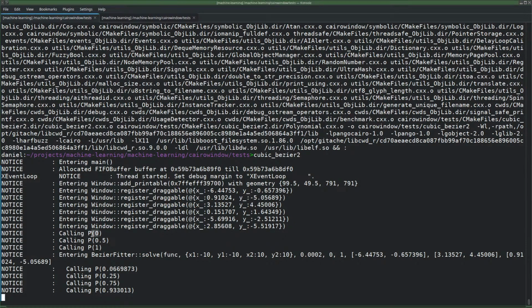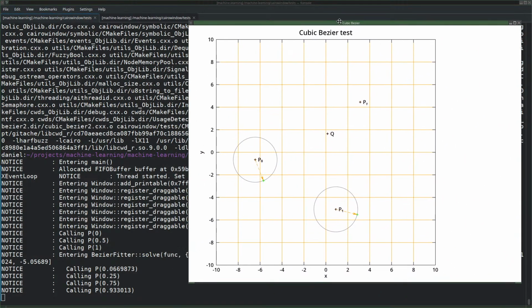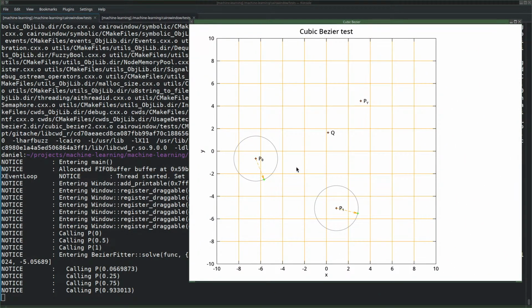So yes, it is being called for 0, half, and 1. And then we call Bezier fitter solve, which calls it for Chebyshev points. So these are 2 points in between 0 and a half, and two other points in between a half and 1. So then together we have 7 points. And yeah, why am I not seeing anything here? Shouldn't that be drawing something then?